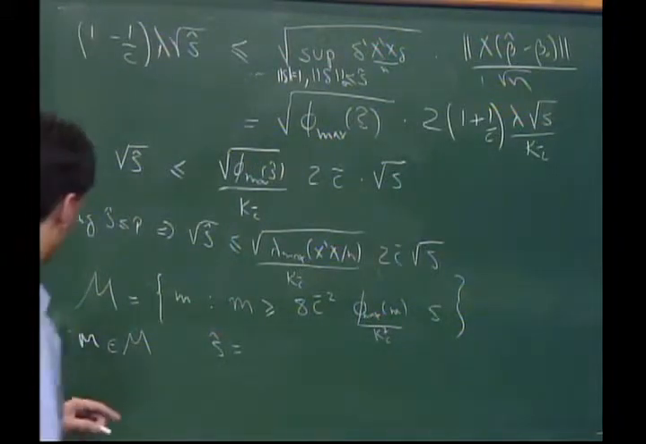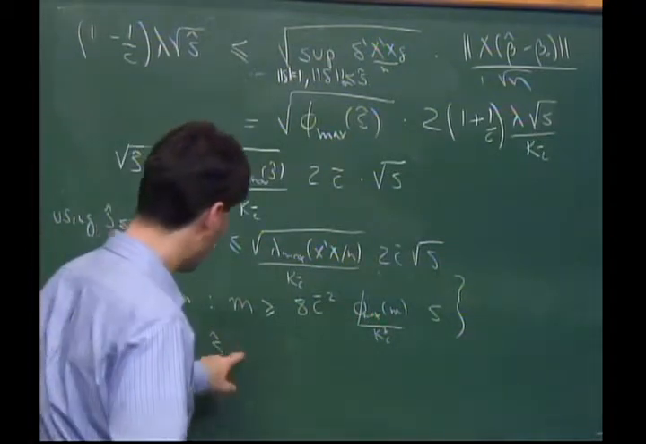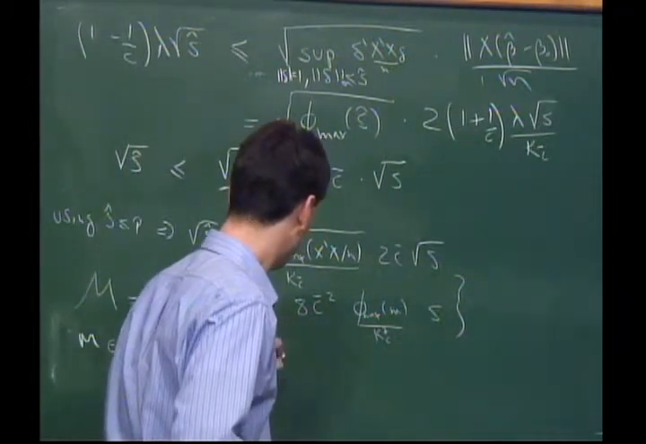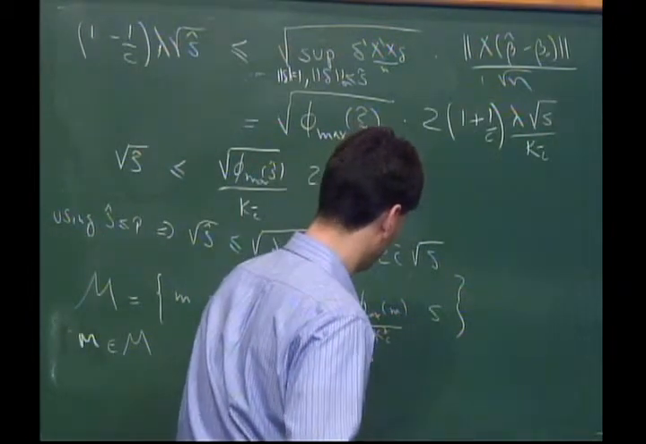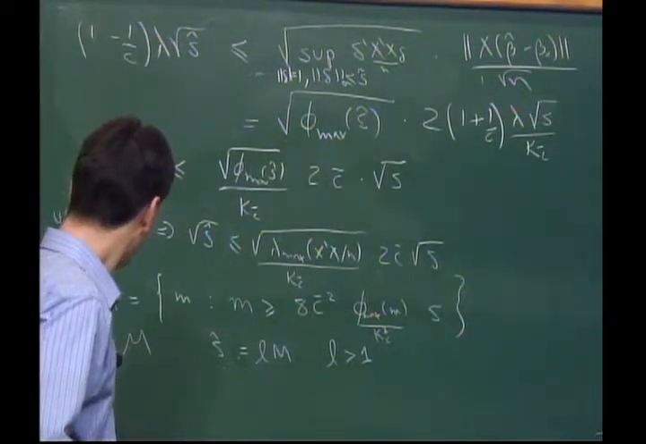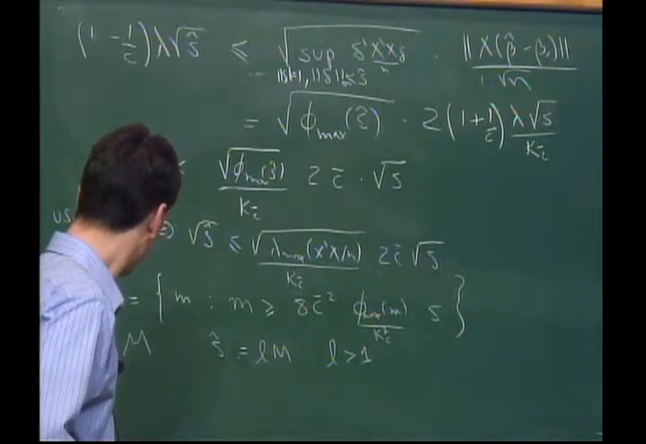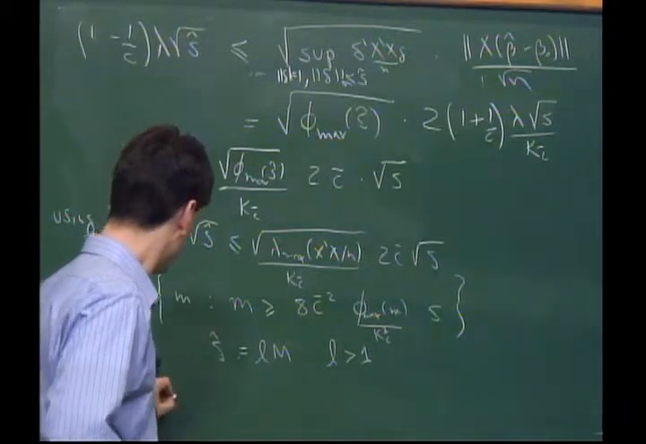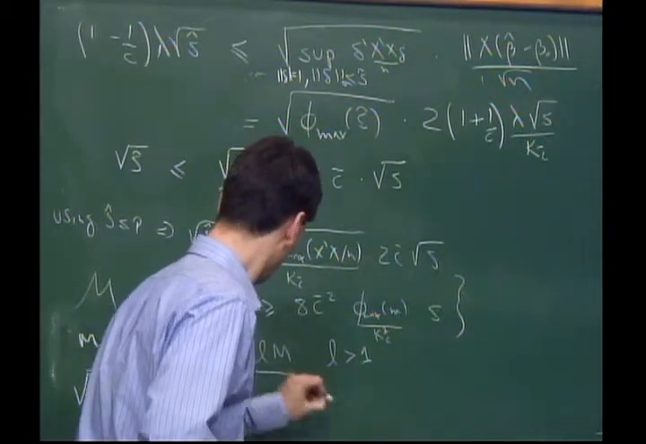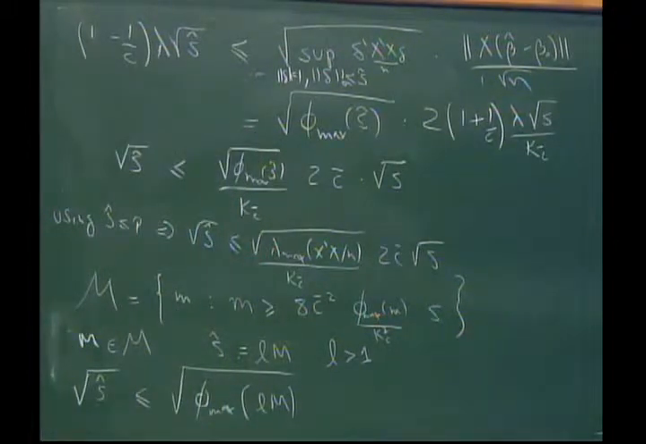Okay, so take any M in the set and suppose S hat is equal to some L times this M, with L bigger than 1. So it's kind of above that. So basically, we know that S hat is less equal than phi max of LM. And now I'm confused. Yes, and that is bigger than 1.